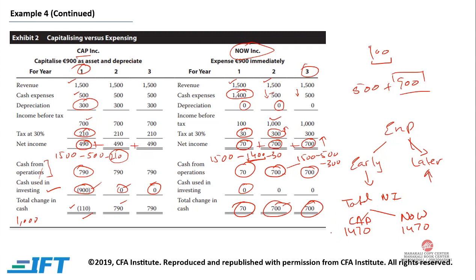And if we also observe cash flow, minus 10 plus 790 plus 790, the change would be 1470, and over here as well, 70 plus 700 plus 700 is 1470.